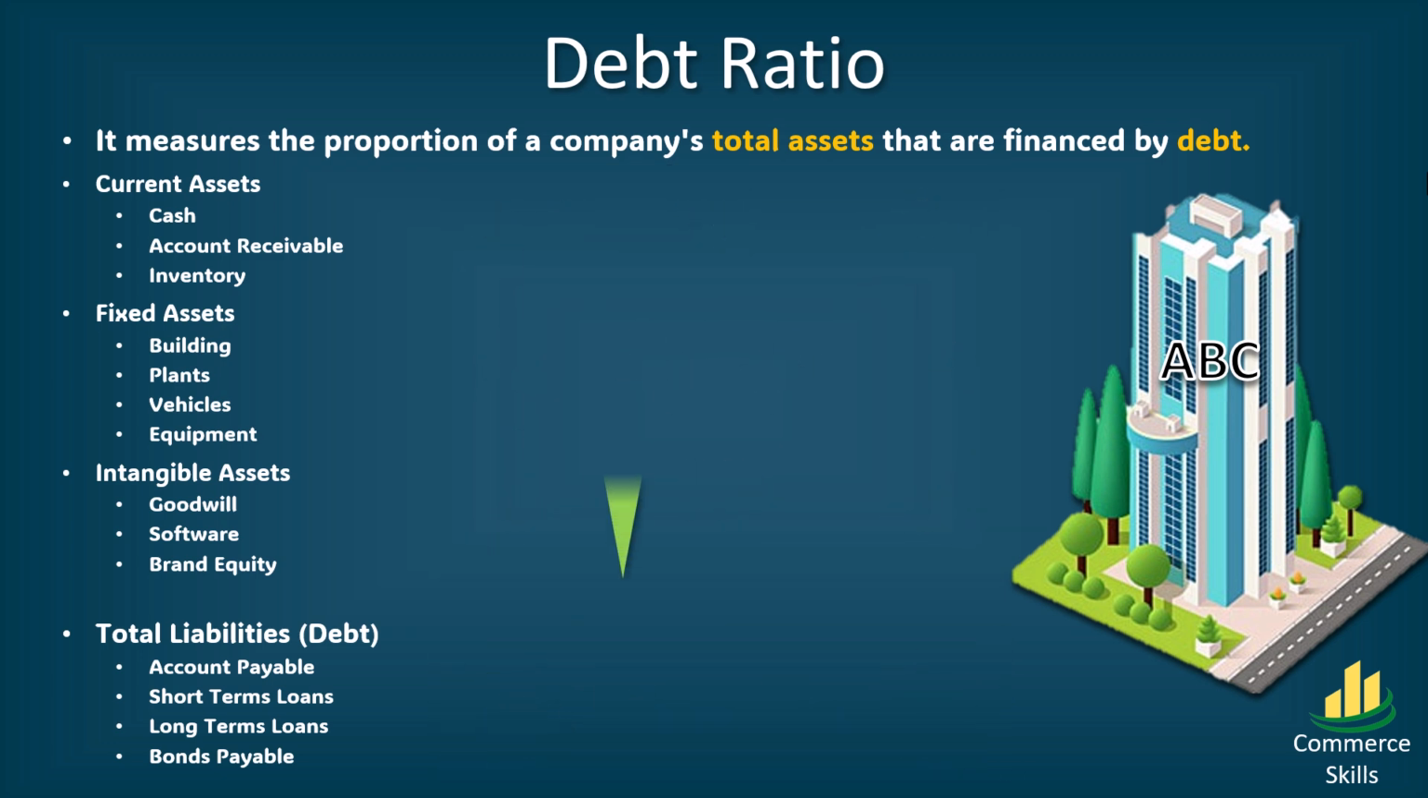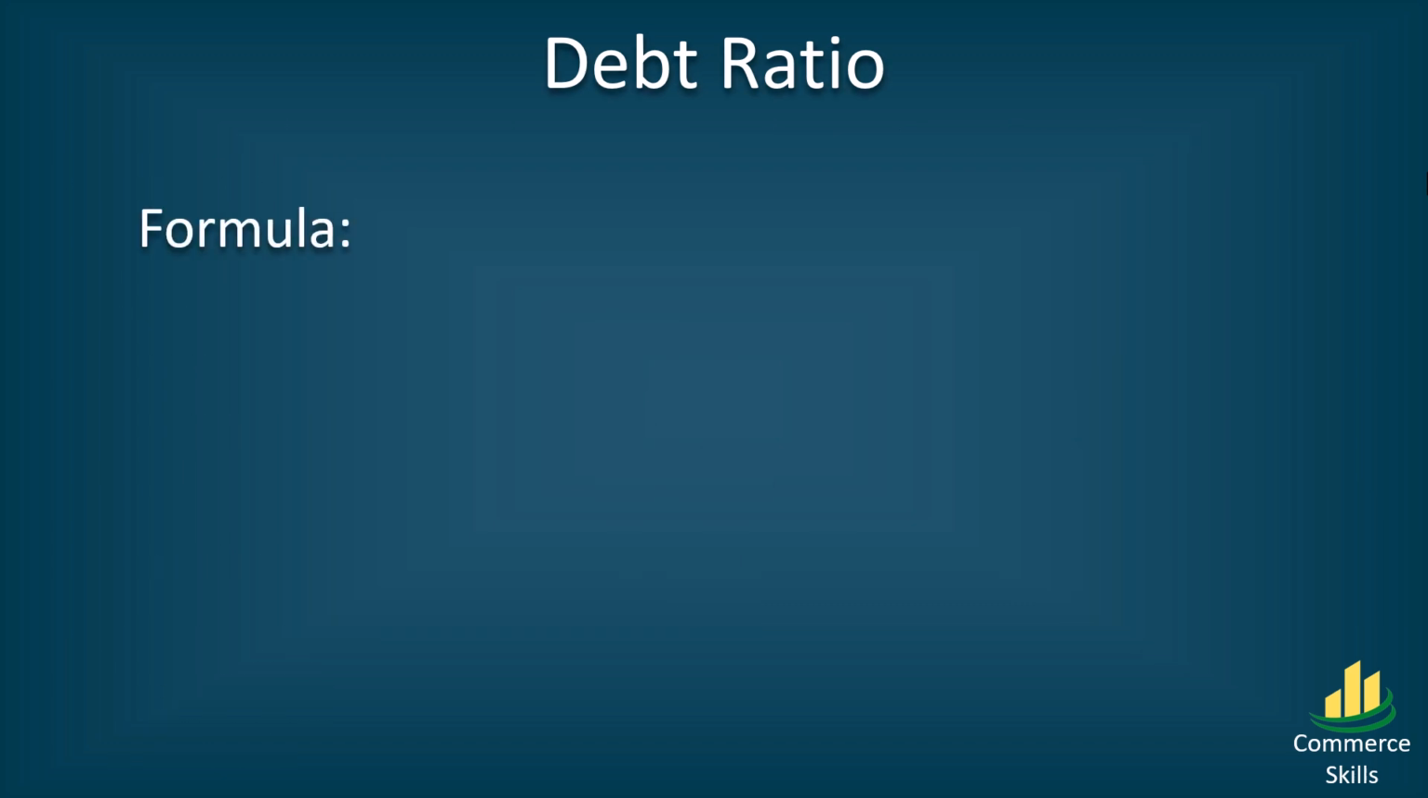Now, if the debt ratio is higher, it is not a good sign for the company because it means the company has more debt relative to its assets, which indicates higher financial risk. If the ratio is lower, it is a good sign because it means the company has less debt and lower financial risk. Let's move to the formula.